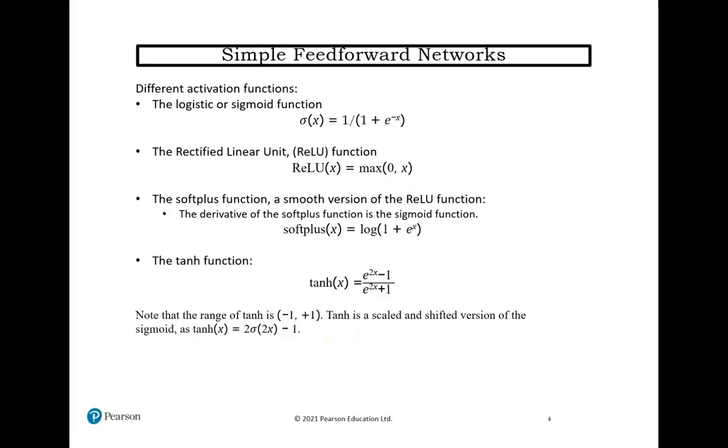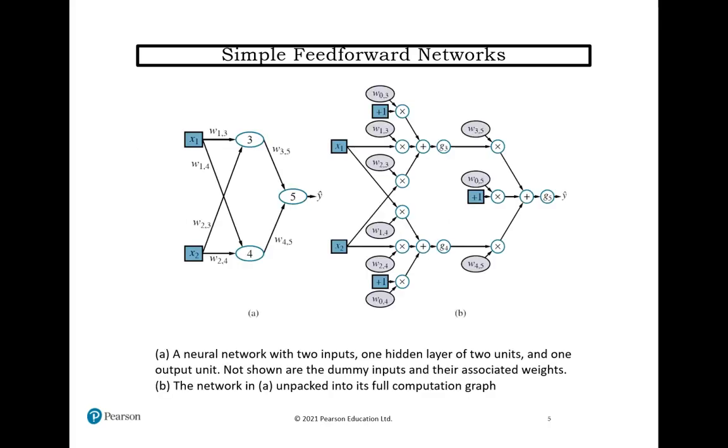So typically we select one activation function for the entire network, except for the output layer. It will have its own activation function. But for all the hidden layers and the input layer, typically we just pick one type of activation function. And the most popular one currently is the ReLU function. It leads to faster convergence.